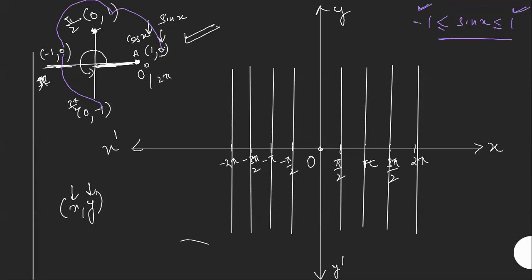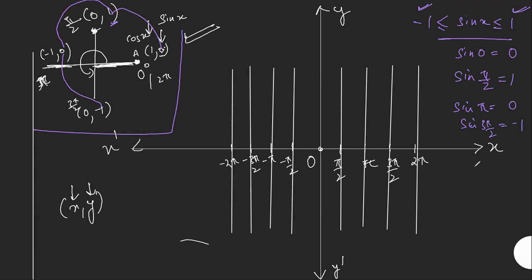Now we can see from this point that at 0 degree, sine 0, we have the value 0. Then we have sine pi by 2, the value is 1. Then sine pi, the value will be 0 again. Then at sine 3 pi by 2, the value is minus 1. And then at 2 pi, the value will be again 0. And the cycle goes on and on.